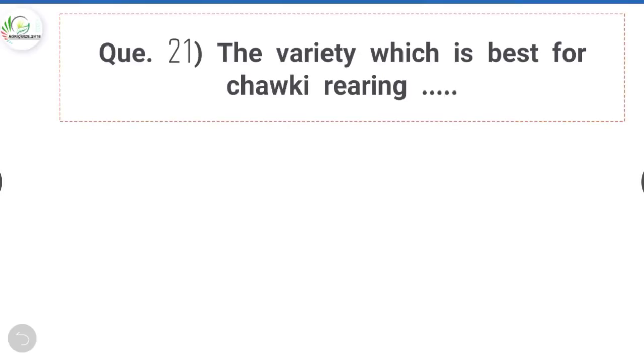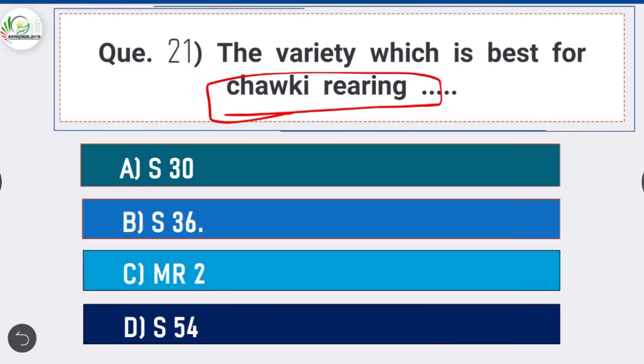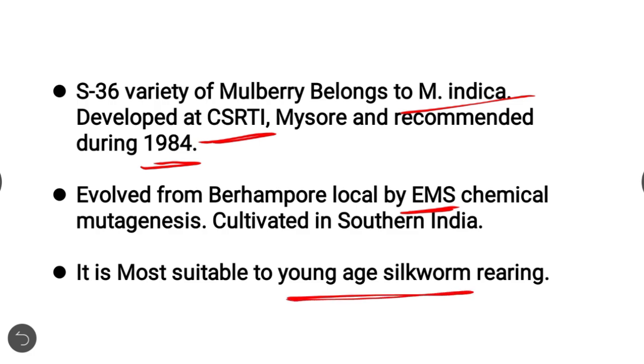Question number 21. The variety which is best for chawki rearing is, option B is the correct answer, S36. S36 variety of mulberry belongs to M. indica, developed at CSR-TI, Mysore, and recommended during 1984. Evolved from Birampur local by EMS chemical mutagenesis. Cultivated in southern India. It is most suitable for young age silkworm rearing.